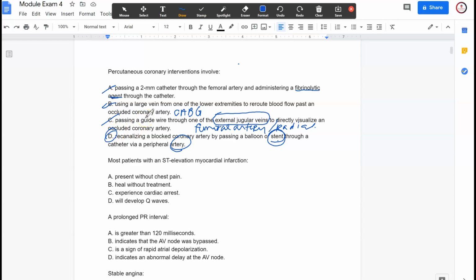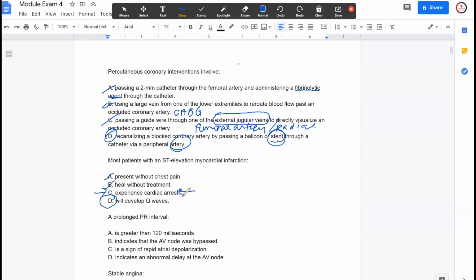Most patients with an ST elevation myocardial infarction present without chest pain? No. Heal without treatment? Also a no. Experience cardiac arrest? Maybe. Possibility. Will develop Q waves. This is your answer. Not everybody dies, thankfully. Usually we do manage to swoop in and save them.